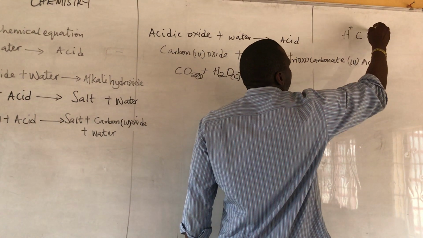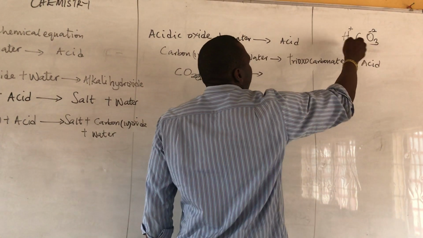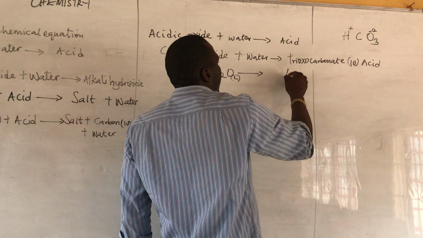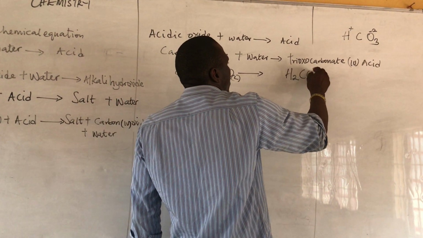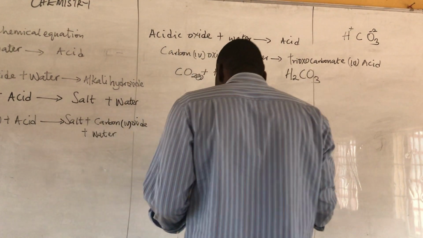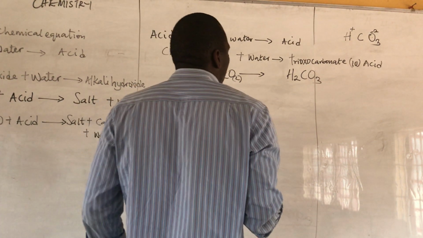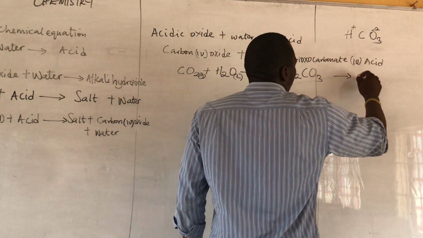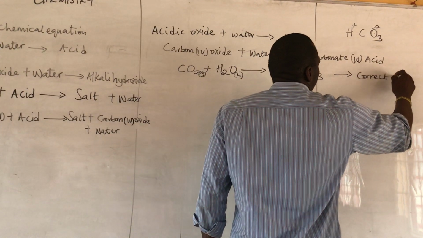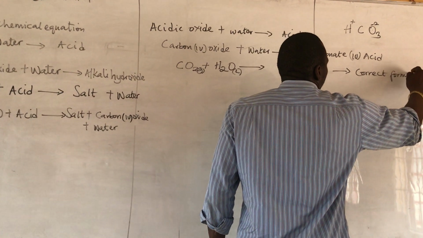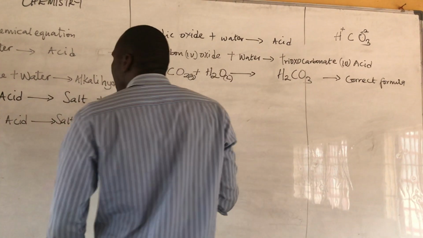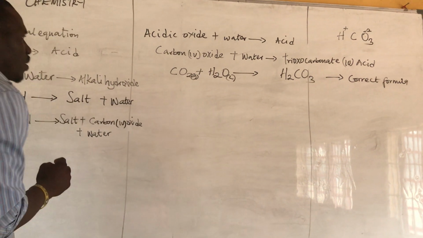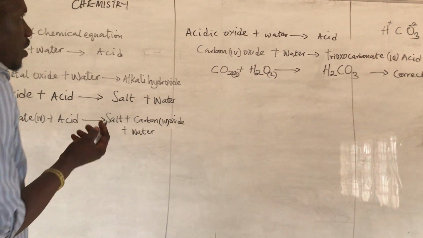Because it's a negative entity, if they exchange, we can have something like H2CO3. This is the correct formula, but unbalanced. So let's check whether it's balanced or not.